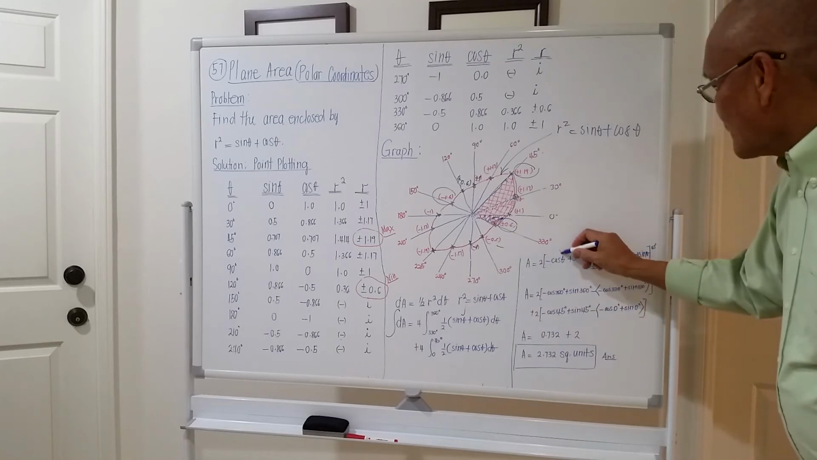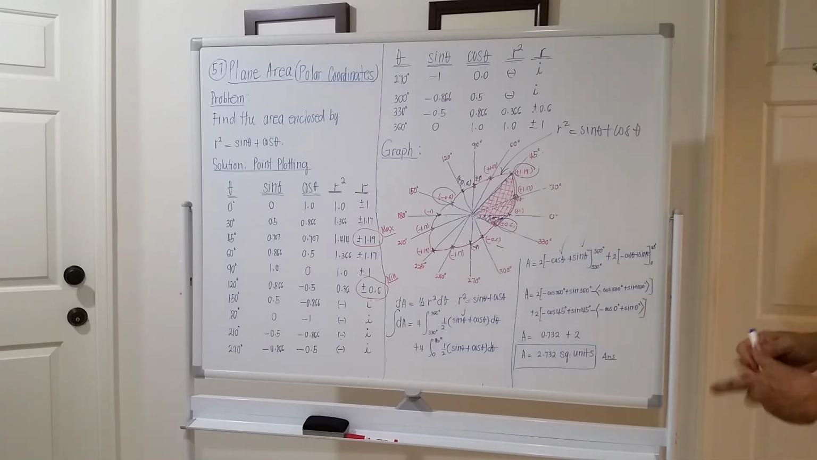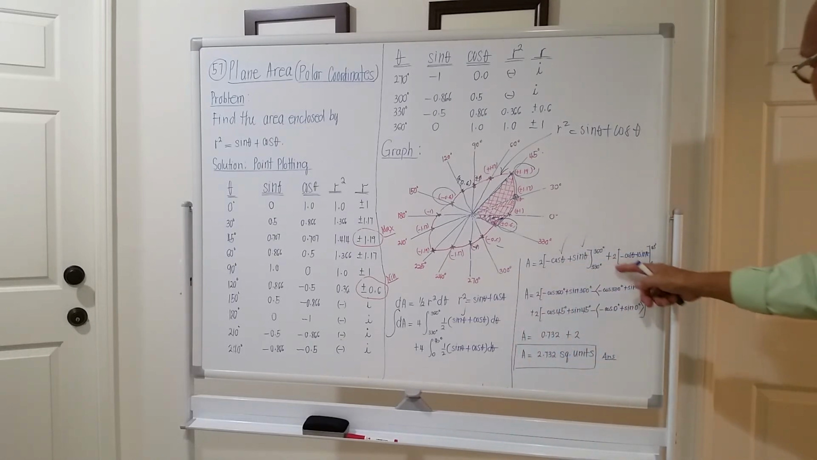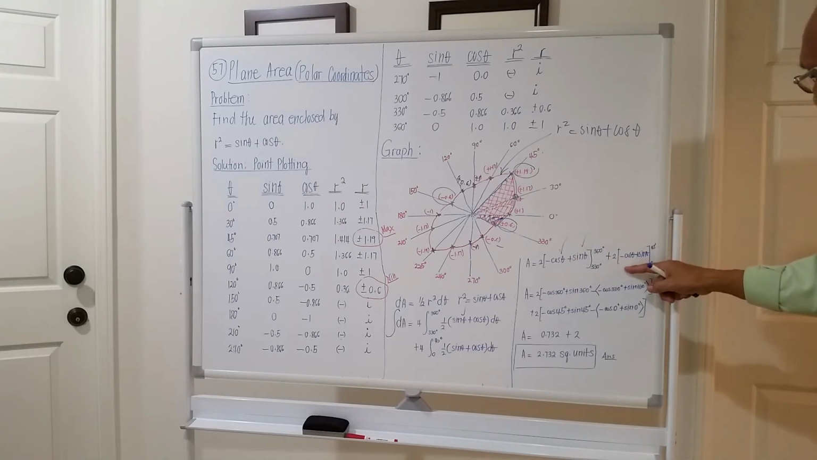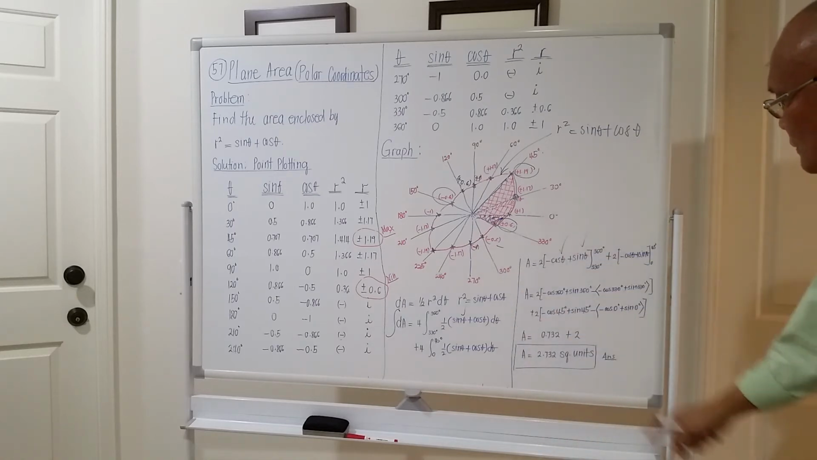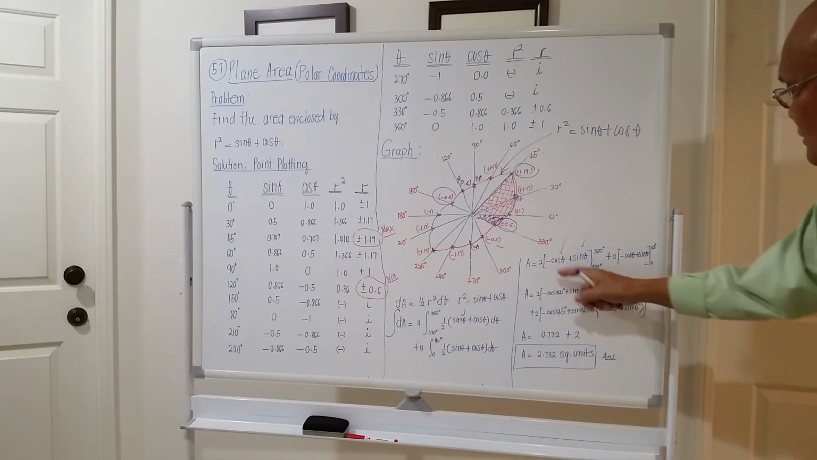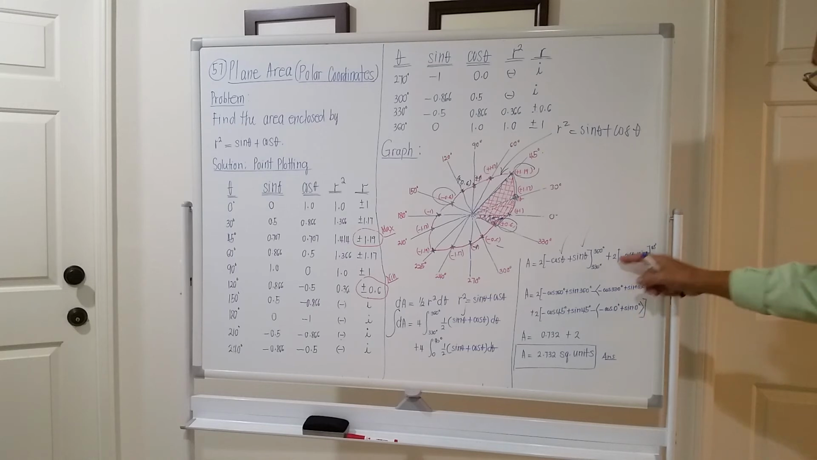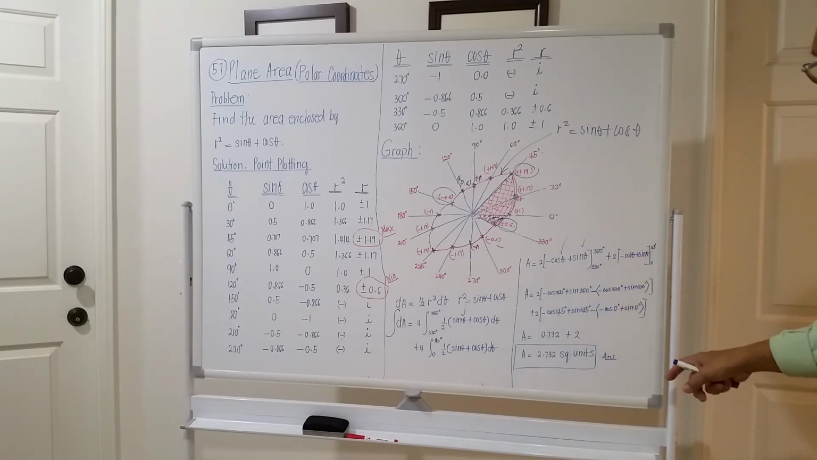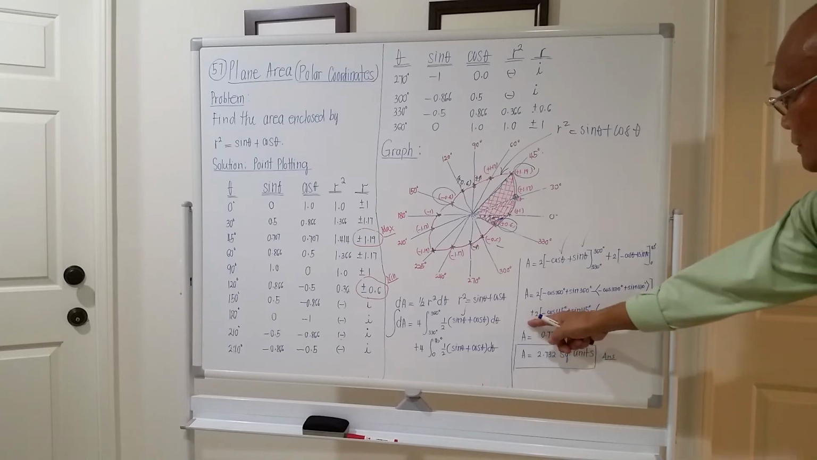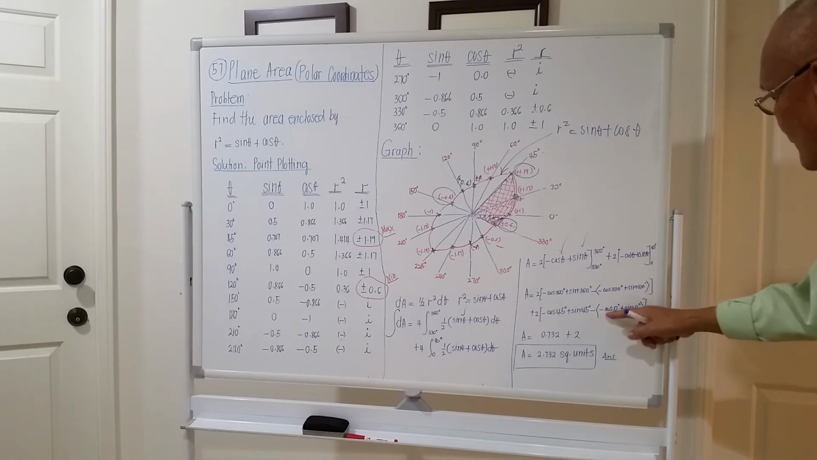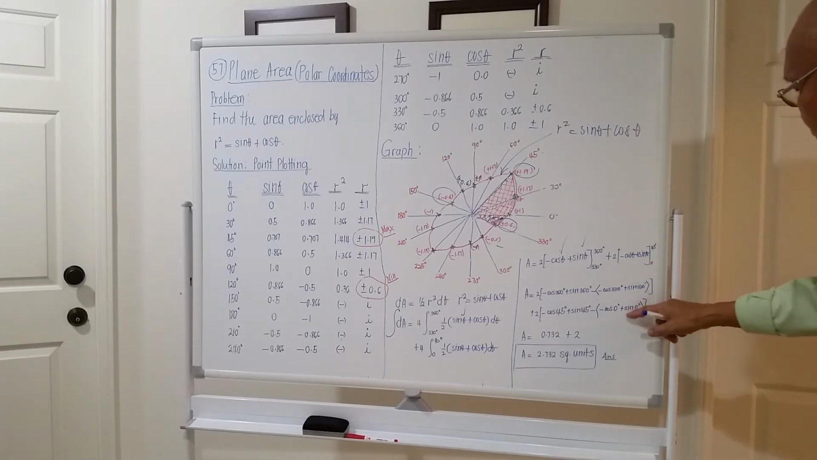Easy integration, negative cosine of theta plus sine of theta, with the limit from 330 to 360. The second part, 2 times, still the same, negative cosine of theta plus sine of theta, limit from 0 to 45 degrees. A matter of substitution: 2, negative cosine of 360 plus sine of 360, minus the open quantity, negative cosine of 330 plus sine of 330, closed quantity. Okay, the first part. The second part is 2, negative cosine of 45 degrees plus sine of 45 degrees, minus the open quantity, negative cosine of 0, the lower limit is 0, plus sine of 0.